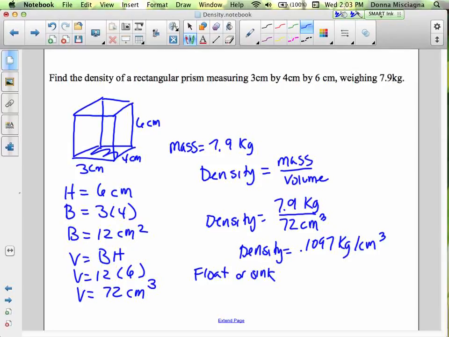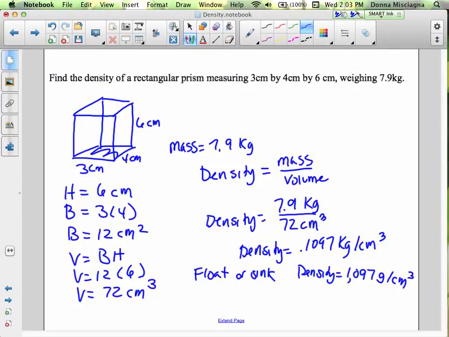109.7. Okay, how many grams are in a kilogram, guys? Let's think. So how many times do you have to move it over? No, 1,000. There we go. So our density, it would move over 3 decimal places, right? Because there's 1,000 grams in a kilogram. So 109.7 grams per centimeters cubed.